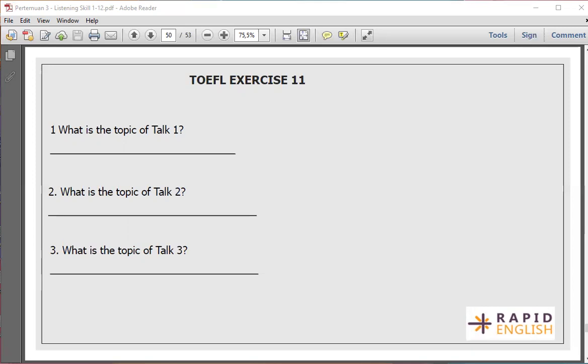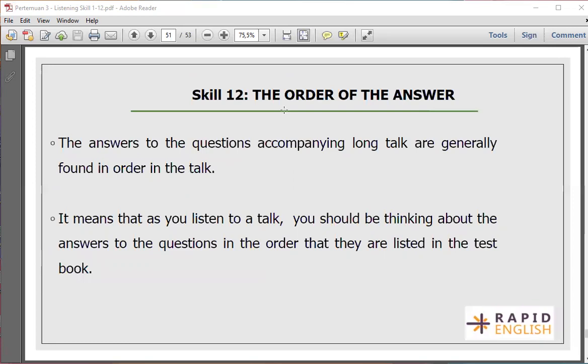Exercise 12. Listen. Okay, you may repeat as you wish to get the right answer here. Now let's go to Skill 12, the order of the answers. The answers to the questions accompanying the talk come in almost the same order.